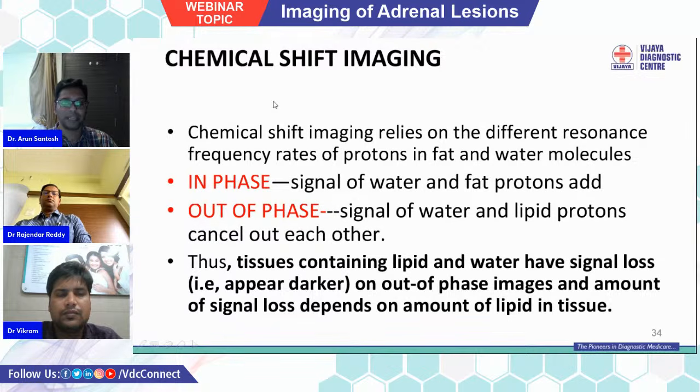But what is important here in MR, we use something called chemical shift imaging. Chemical shift imaging relies on the different resonance frequency rates of protons in fat and water molecules. Here you have two concepts, that is in phase and out of phase, or opposed phase.